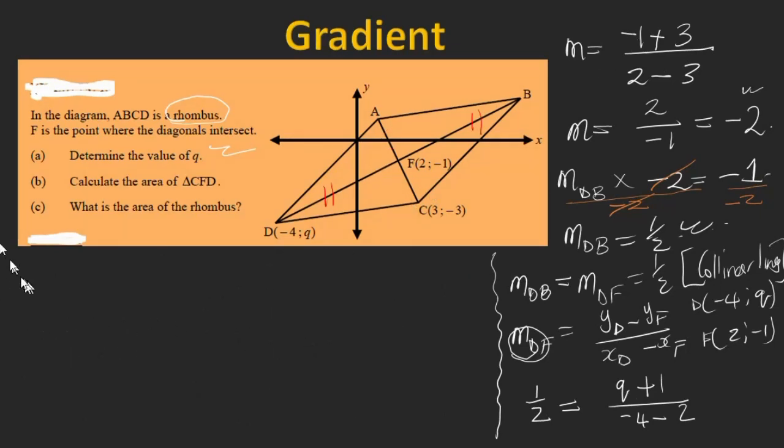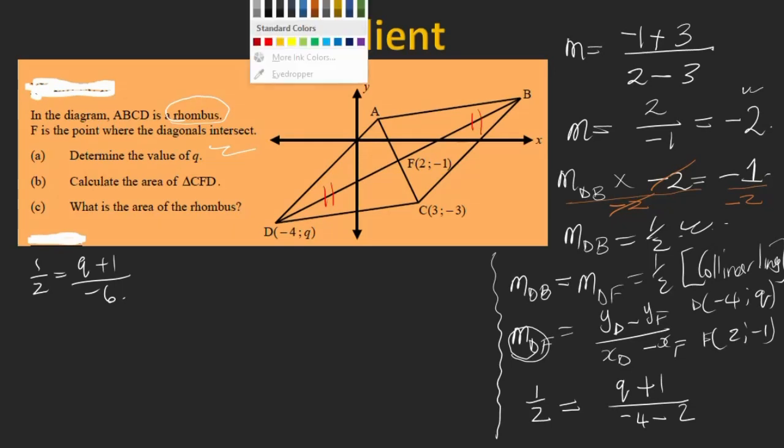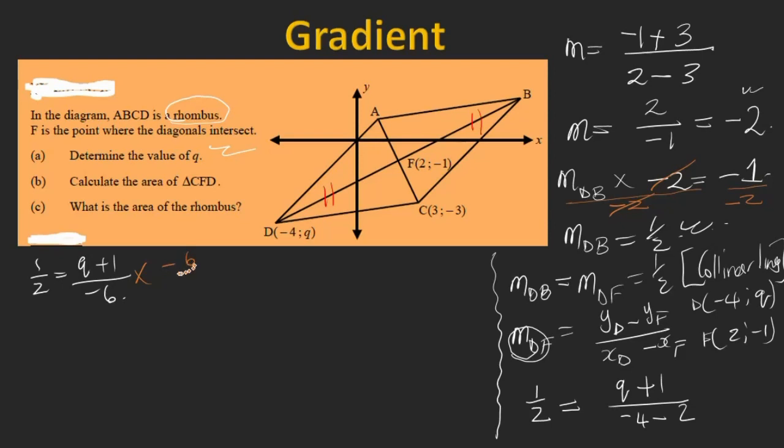Now to answer that, I'll have 1 over 2 is equal to q plus 1 all over negative 6, right? And then how do I remove negative 6 in this case? I'll have to multiply every part by negative 6. Right? I'll multiply this by negative 6, which means I'll also have to multiply this side by negative 6, right? So now negative 6 will cancel negative 6. I no longer have that denominator there.